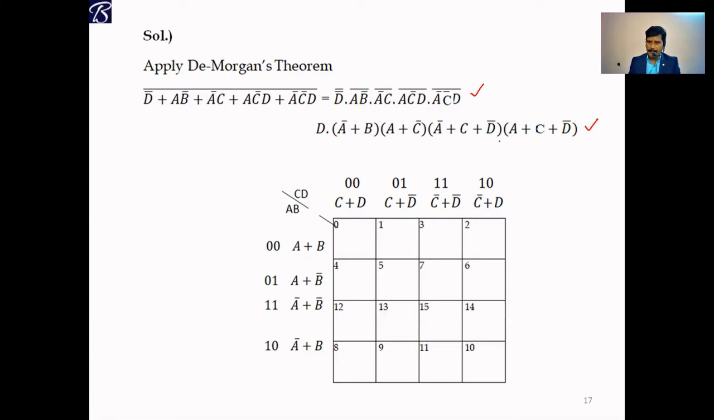Since this is in the POS form, now take the K-map of POS form where we need to consider all zeros. So mention zeros in this K-map. So D is nothing but this first term and last term. The common term is D. So only one variable is there, that is related to an octet. So mention this one octet related to D term.